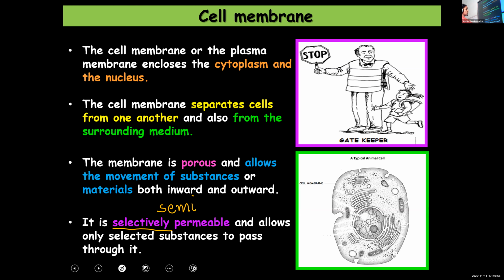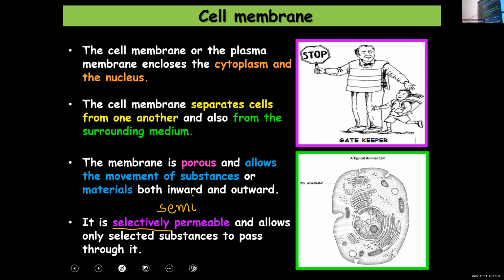It will enclose the cytoplasm and nucleus. It will separate cells from one another and also from the surrounding medium. Then one point we missed out, we'll come to that. It is selectively permeable and allows only selected substances to pass through it.